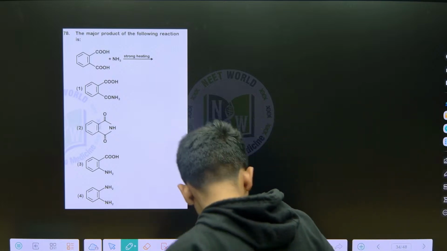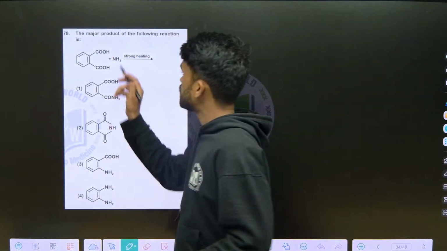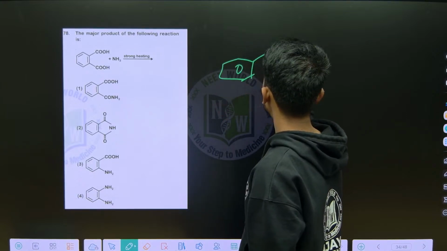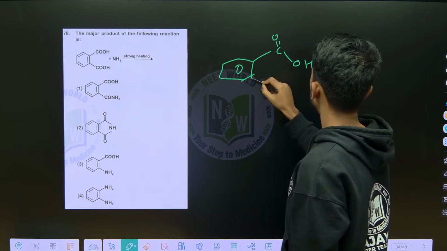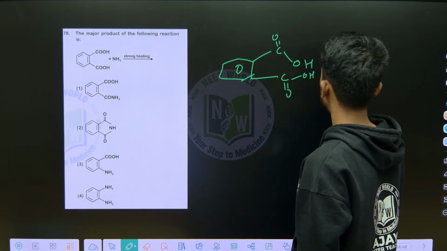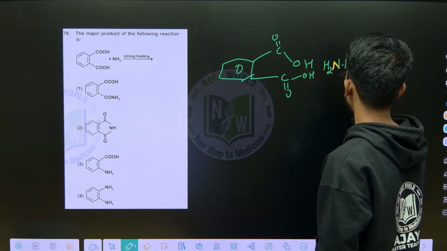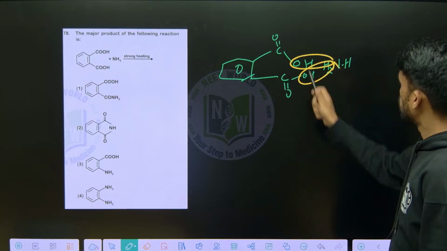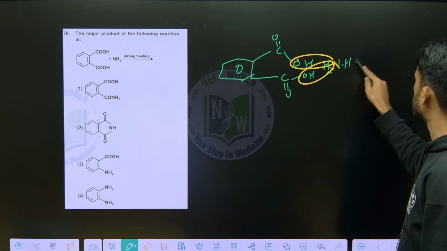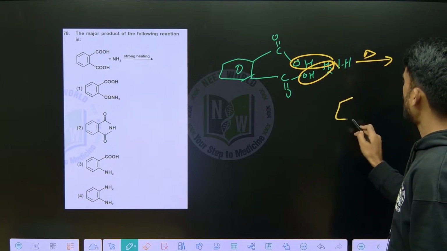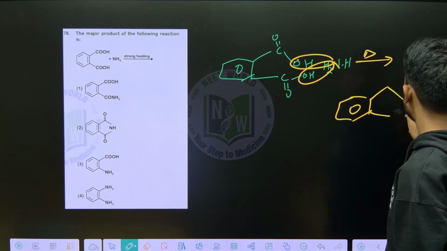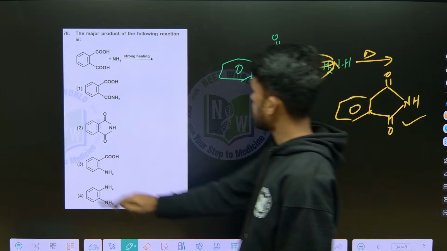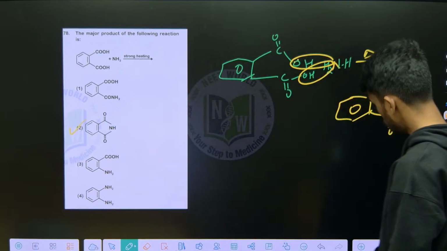See, whenever we have something like this, just heat this substance, ammonia is there, I am writing like this. Here 2 OH from here and 2 hydrogens from here are removed as water. So dehydration takes place and forms a compound like this. Do we have any such option? Yes, option number 2 is the correct one for this.